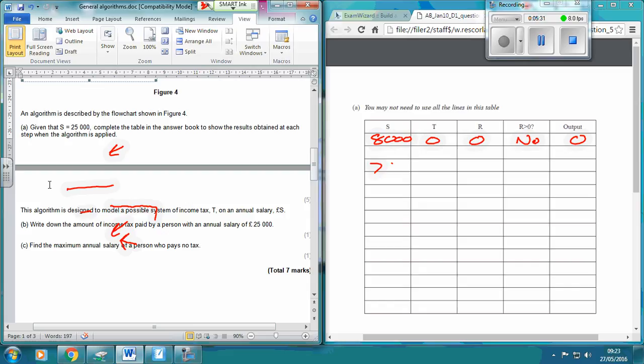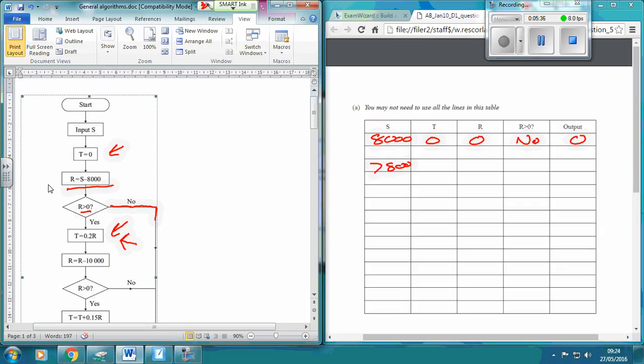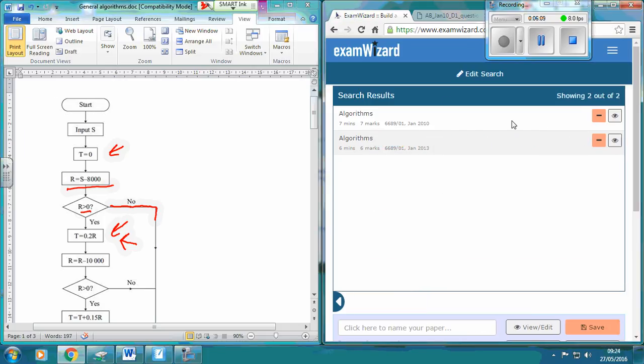Also, you could have something like 7,800. If we had 7,800, that's what we'd input for S, then T equals 0, R equals S take away 8,000, so that's going to be minus 200. So we still have no and 0. That isn't the maximum. The maximum value of S that we could have is 8,000, so that when we take away 8,000, we're left with R equaling 0. It's more a case of being able to understand what these flowcharts show, as opposed to anything else. So that's that, and if we just check our answers, I believe.